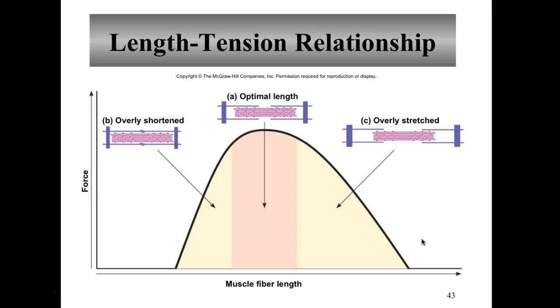So here you can see the length-tension relationship. If you look at the skeletal muscle fibers and the actin-myosin filaments, there you see the force, with the muscle fiber length on the x-axis. In part B of the curve, the lightly yellow shaded area, the fiber is overly shortened. Then in A, you have the optimal length, and when you go back to the relaxation or look at the length of the tension there, you have it overly stretched.